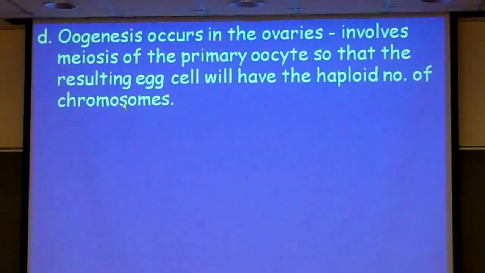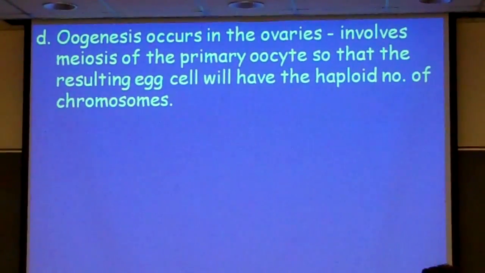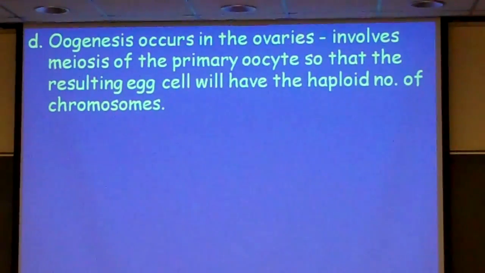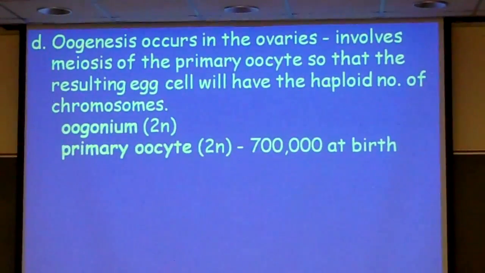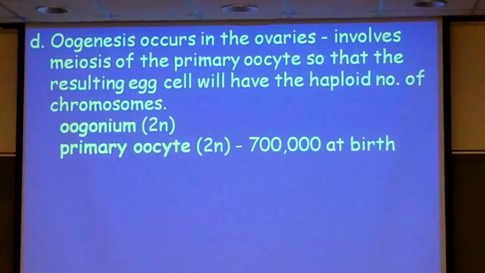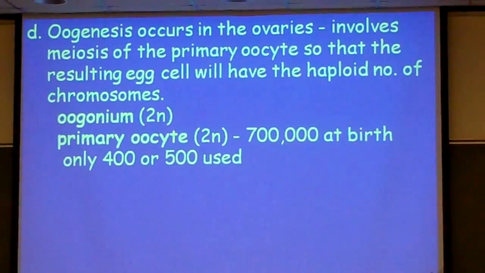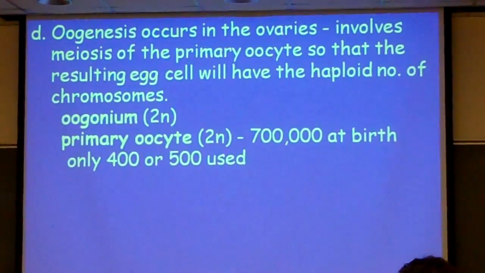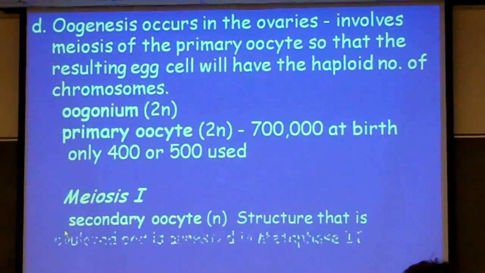Because the spermatozoa, I mean, what's the chromosome number there? Haploid or diploid? Come on, the sperm, what would it be, haploid or diploid? Haploid, wouldn't it? Because haploid plus haploid yields diploid. So the zygote would have to be diploid. Now, right here, the oogonium is 2N. Primaries, look at that, I have 700,000 of these things at birth of a female baby. Only 400 or 500 will be used in the lifetime of that female. So we have oogonium, primary oocyte, then this goes meiosis 1, secondary oocyte.